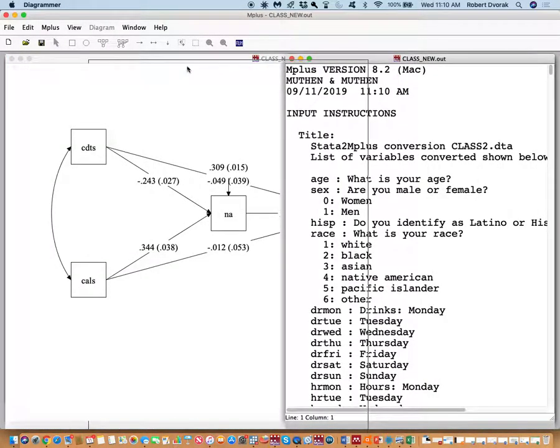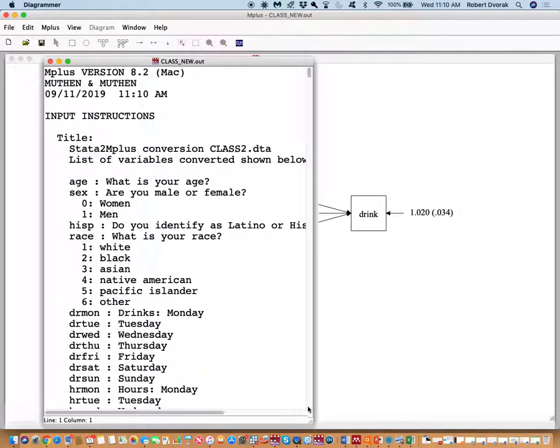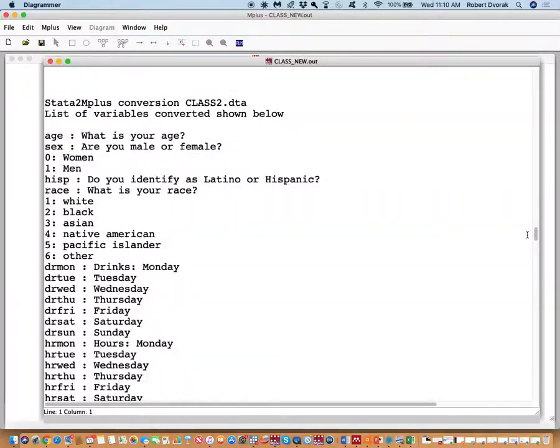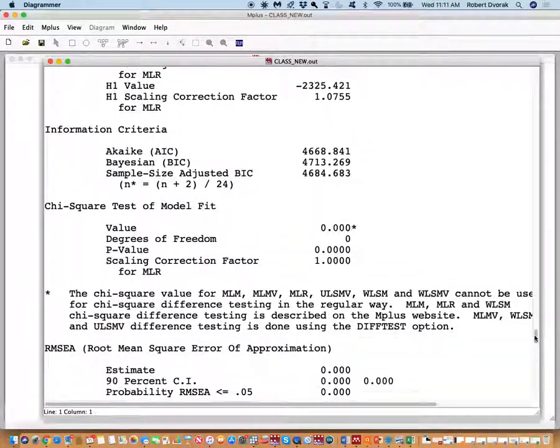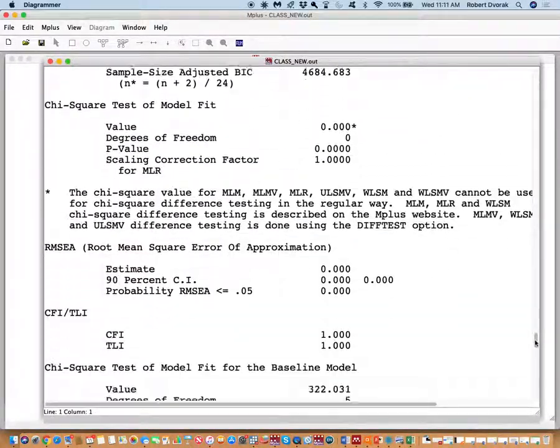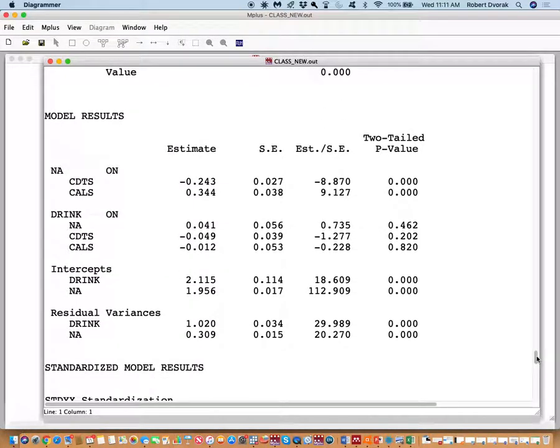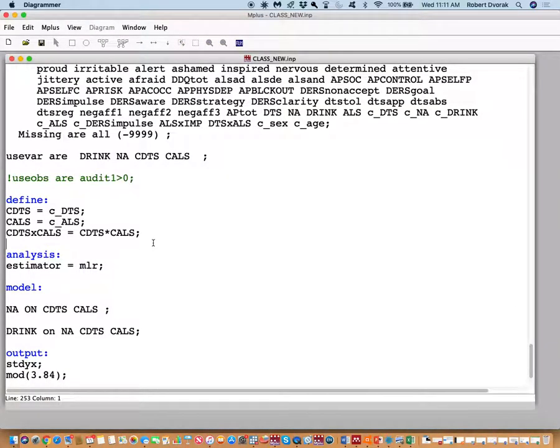And this is, again, going to be a fully saturated model, I'm pretty sure. Scroll down here and have a look. Yep, we still don't have fit indices. And something odd is going on here because I thought that one of these predict, oh, it's not drink. That's what it is.